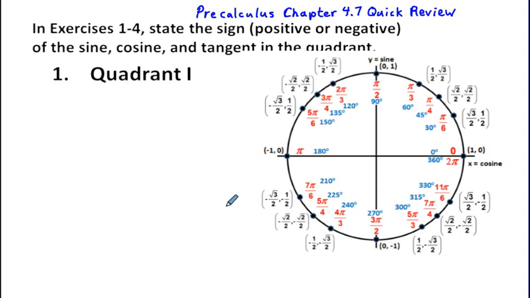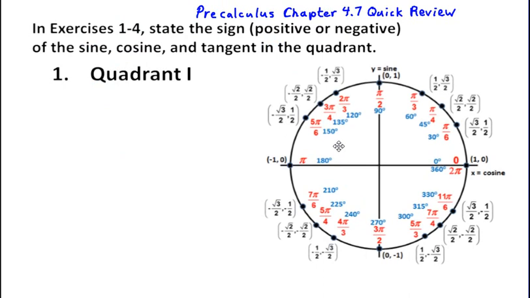Precalculus, Chapter 4.7, Quick Review. In exercises 1 through 4, state the sign, positive or negative, of the sine, cosine, and tangent in the quadrant. I'm going to do the odd number problems in this exercise set and leave the even number problems to the viewer.